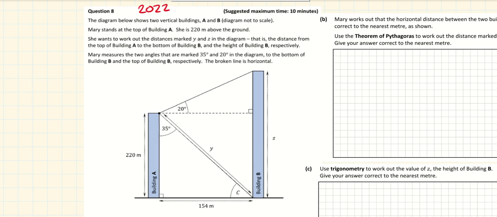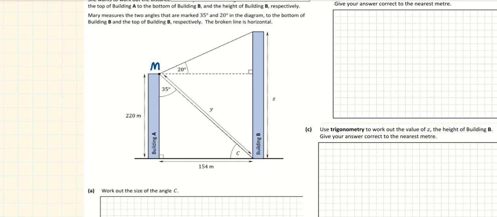Right, next question then. Two vertical buildings, not to scale. She stands on top of building A, so this is where she is. Mary is standing on the top of that, 220 metres above ground. She wants to work out the distances marked Y and Z in the diagram. So from the top of building A to the bottom of building B, that's this one, and the height of building B, that's that one. It's a bit of a complicated diagram, but just get your triangles from it. You've got 35 and 20 degrees there. So we just follow what the diagram says.